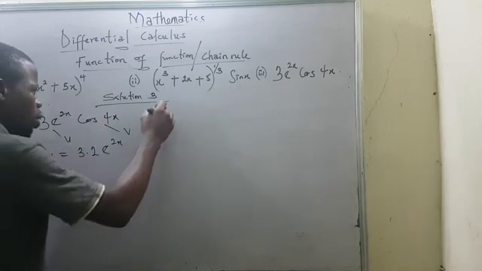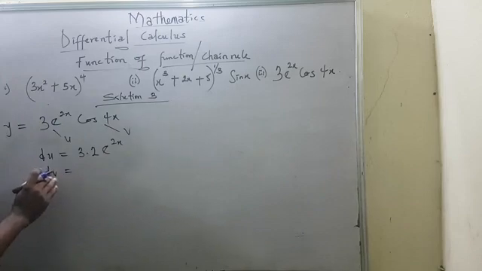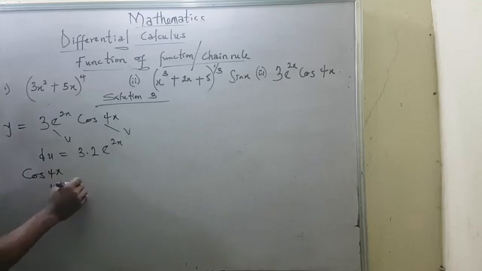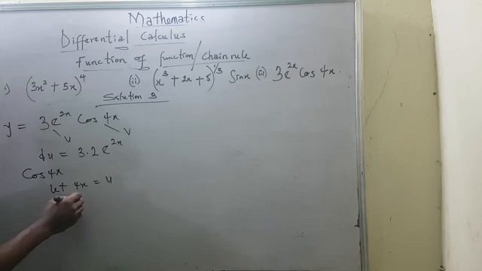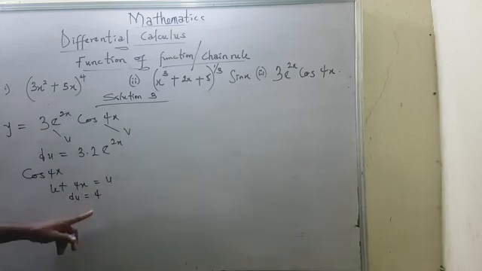Now, there are 2 ways you can go about this. Let me call this cos 4x. You can use the chain rule. Instead of cos 4x, because it is cos of something, there are 2 functions. So let 4x be equal to u. So now du/dx will be equal to 4, right?